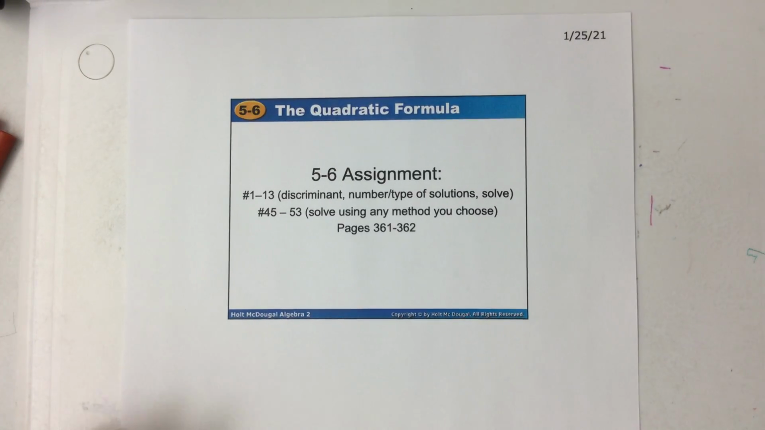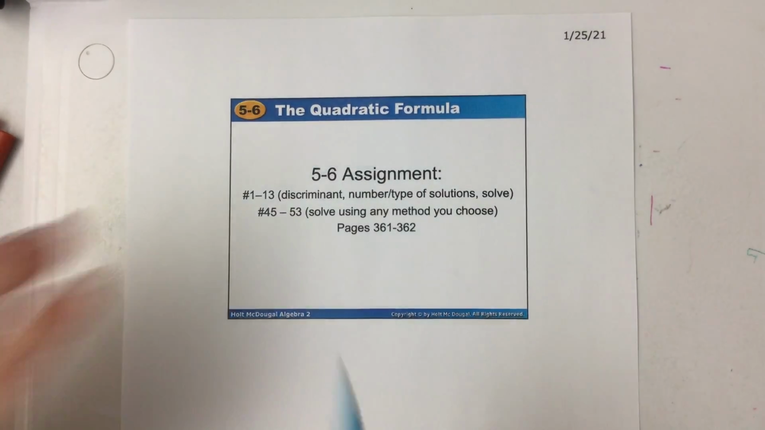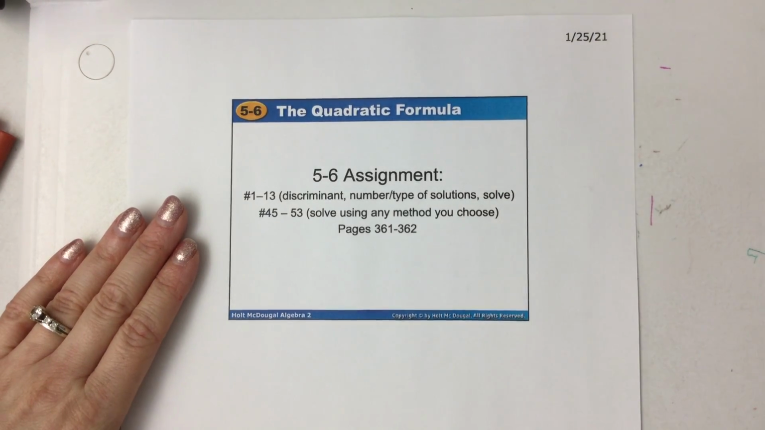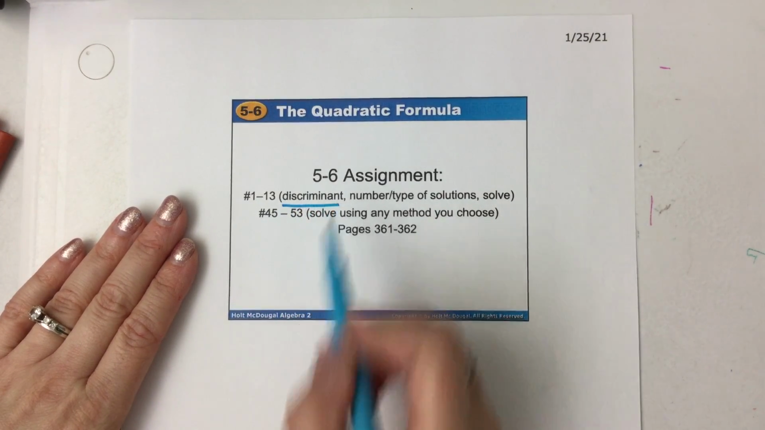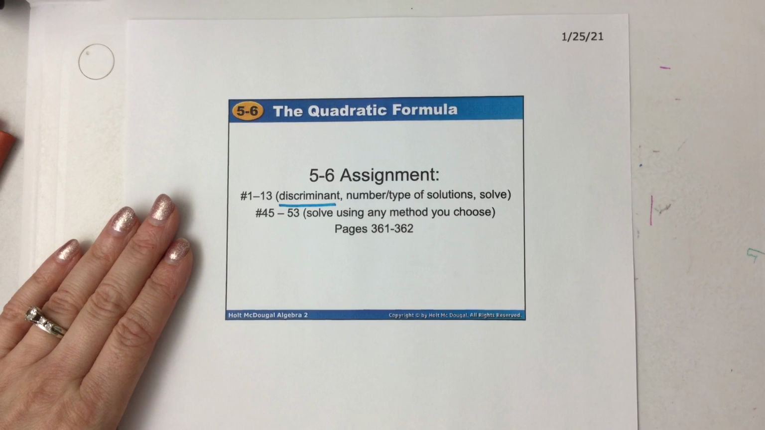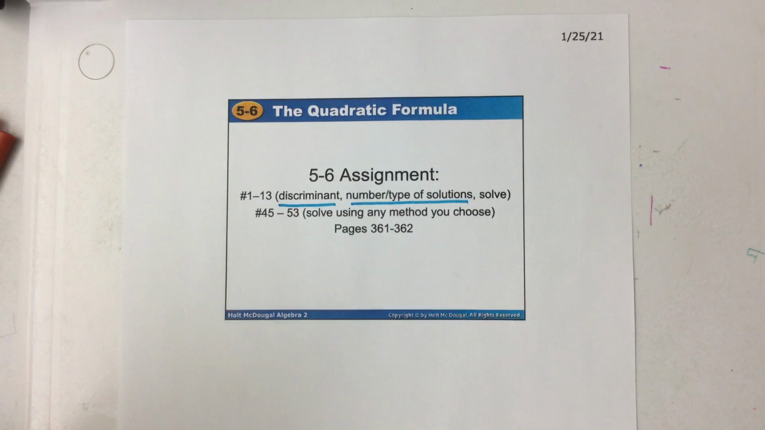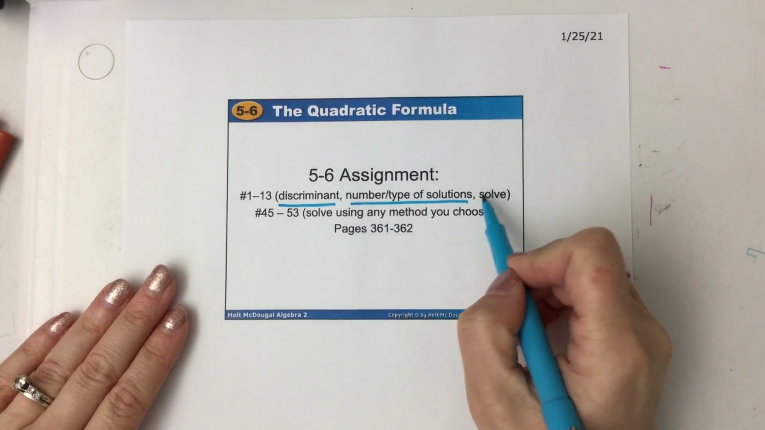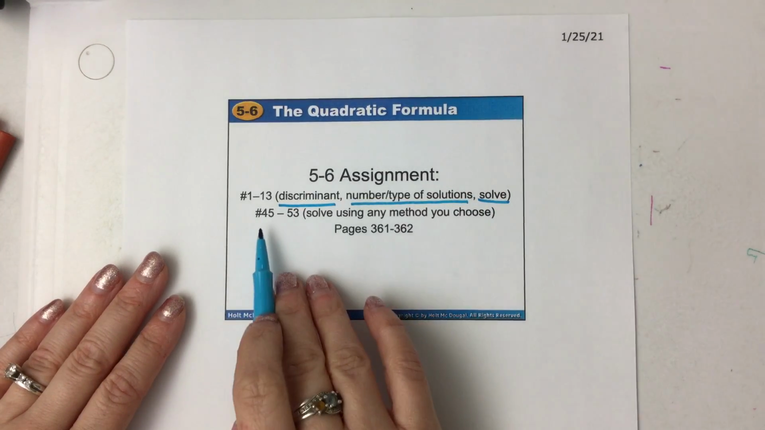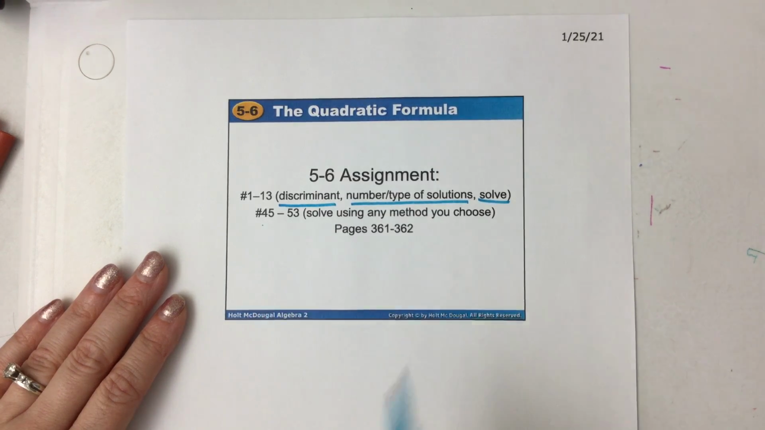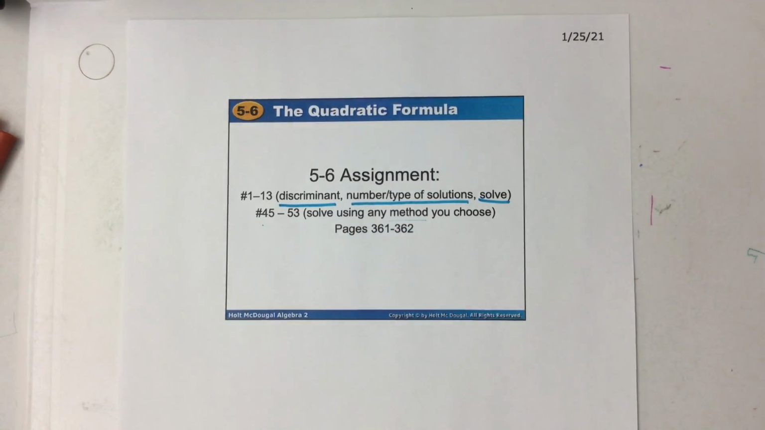Okay, so if you are looking at your book assignment, 1 through 13, you are going to find the discriminant. So that's b squared minus 4ac. From that number, identify the number and the type of solutions you're going to have. Your options are 2 real, 1 real, or 2 non-real. Then use the quadratic formula and solve. Jump ahead, 45 to 53. You solve using any method you choose. So if you really like the quadratic formula, you could technically do it for all of them.